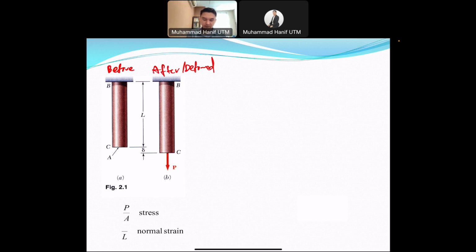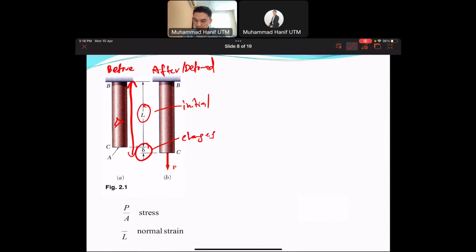The deformed body has delta, which is the change in length. Then we have the initial length. This one is the change, and this is the initial length. Of course, we have the final length. Sorry, it should be L prime. L prime is the final length.